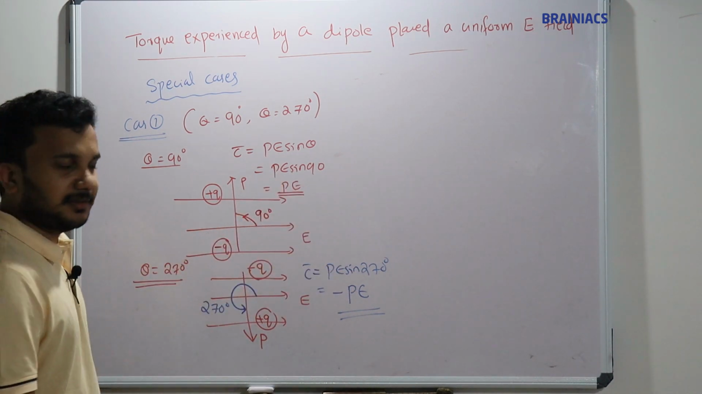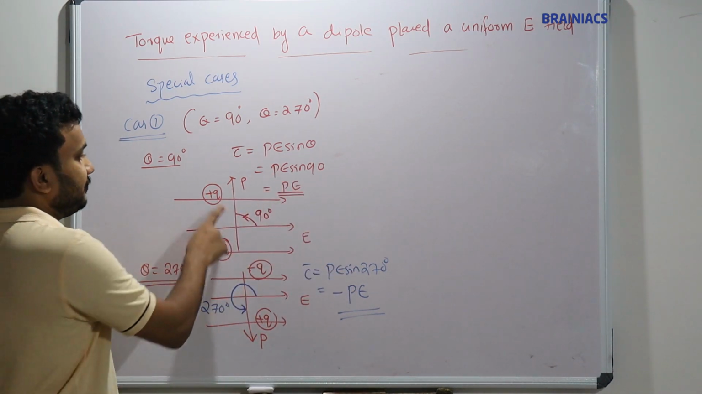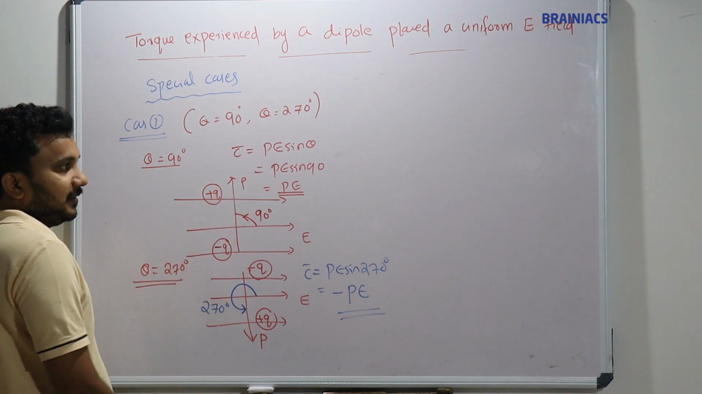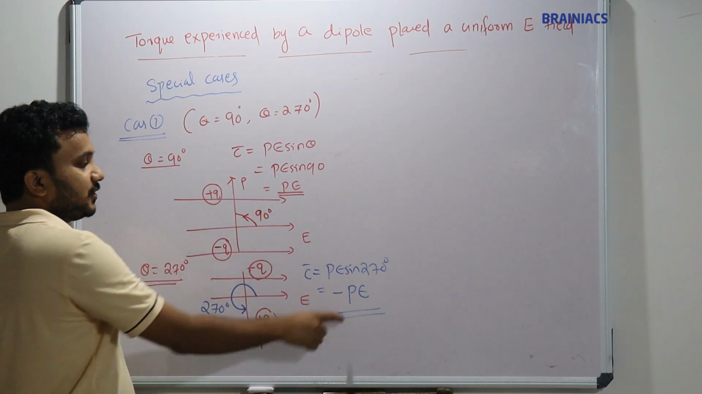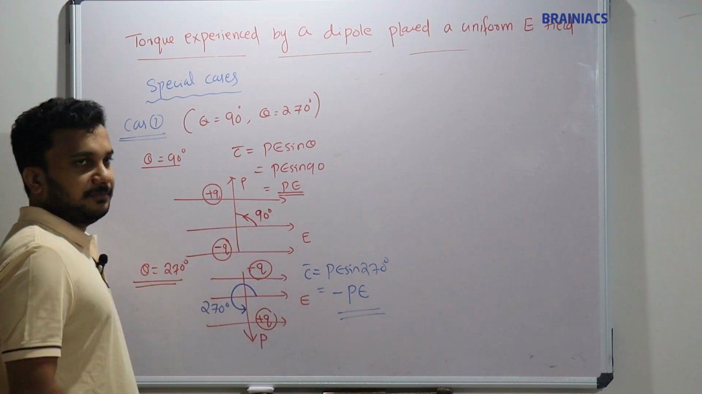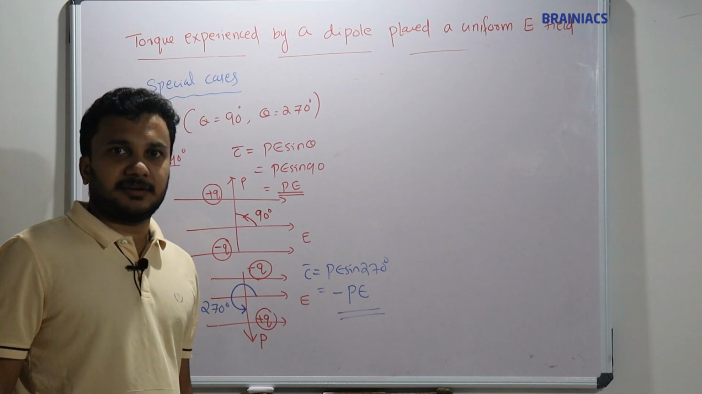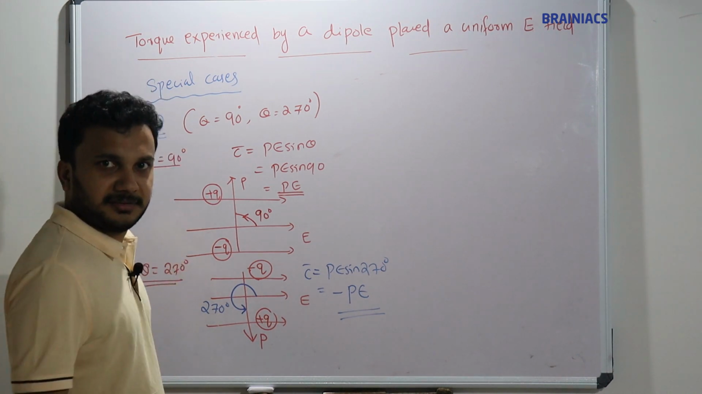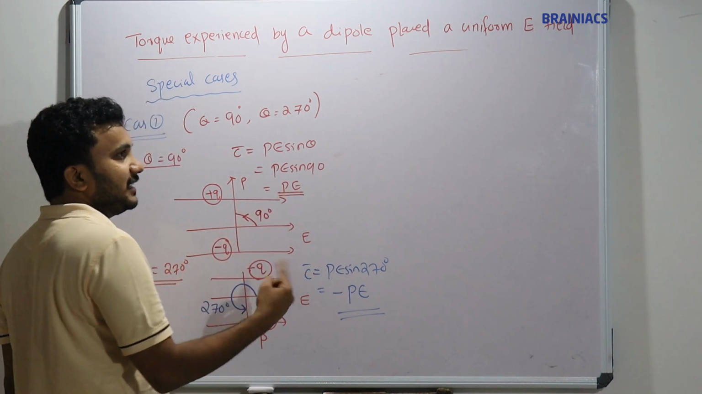What's the difference? PE means F is equal to QE. Correct? Here it is PE I got, here it is equal to minus PE. In one case torque is positive, in another case torque is negative. Torque is a scalar quantity or a vector quantity? Perfectly, it's a vector quantity. So torque is positive and torque is negative means what?